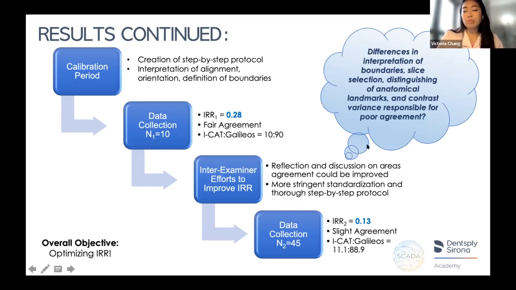And we discussed it and thought, could these differences be affecting the inter-rater reliability? Could it be that we are defining the boundaries differently? Are we picking different slices? Do we have different ideas of the anatomical landmarks? Is it the contrast variance, which is where the ICAT versus Galileos comes in? So we were wondering what contributed to our lesser agreement, and then we were really surprised to find that our agreement went down even more.